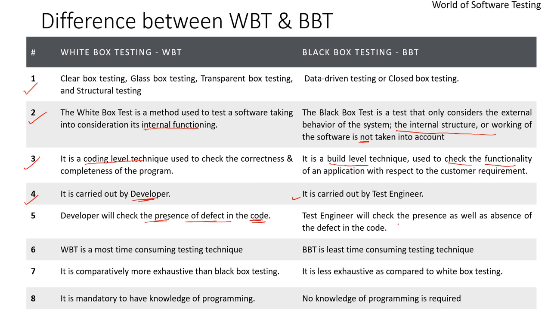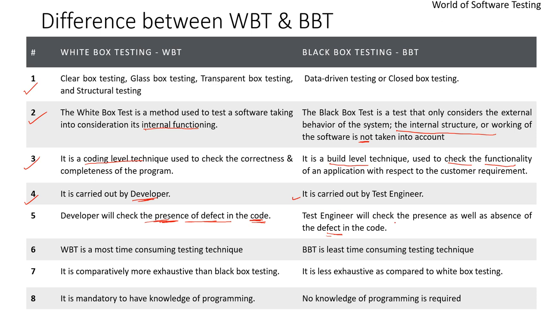The test engineer will check the presence as well as absence of defect in the code. So this is again one more point for the BBT. So here in case of WBT, the developer will only check the presence of defect. So he will check if there is a presence of defect in the code.